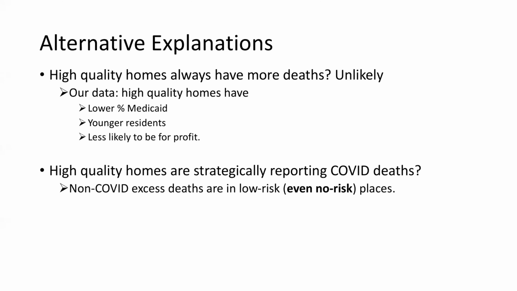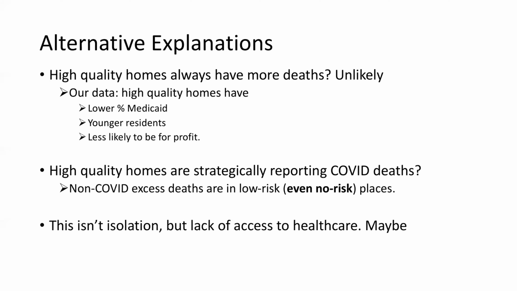Something that we dedicate a lot of time to in the paper is this idea that maybe homes are strategically reporting COVID-19 deaths. You could imagine high quality nursing homes that are well managed might want to recode deaths away from COVID-19 in some way to help their reputation. With regard to that, I'll remind you, this non-COVID excess death relationship is driven by low risk areas where very few people are actually getting COVID. In the paper, we even show that if we limit the analysis to counties where there's not been a single COVID death, high quality homes still have more non-COVID deaths than low quality homes.